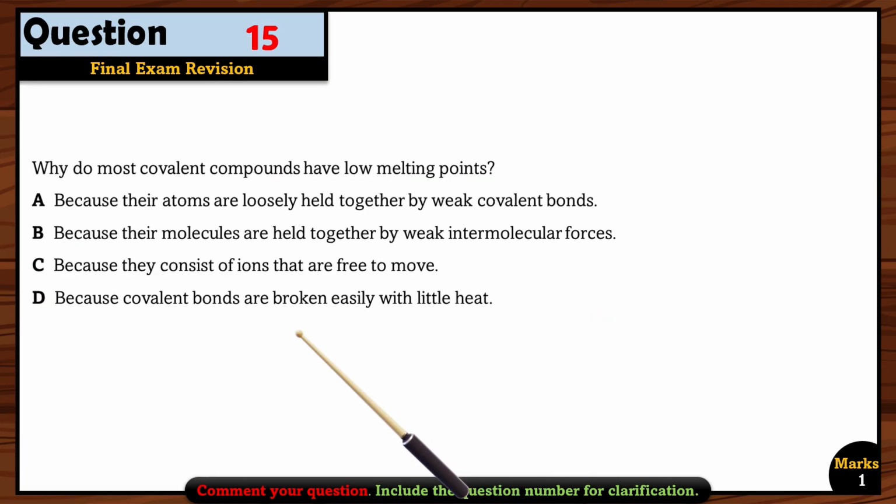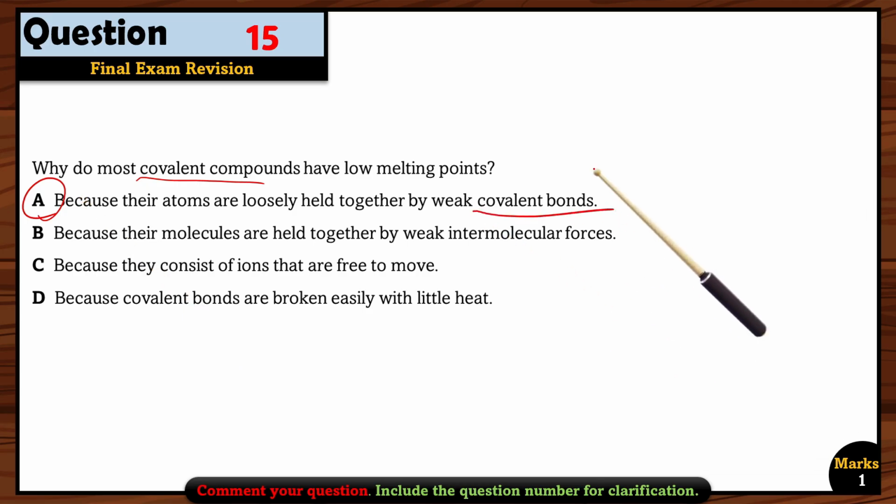Again, a similar question related to intermolecular forces. Students make a lot of mistakes in this one. Why do most covalent compounds have a low melting point? They think that covalent bond is a weak bond, and that's why they have a low melting point. So what they usually do is choose option A, because their atoms are loosely held together by weak covalent bonds. Again, this is wrong. Covalent bonds are very strong. They are not weak.